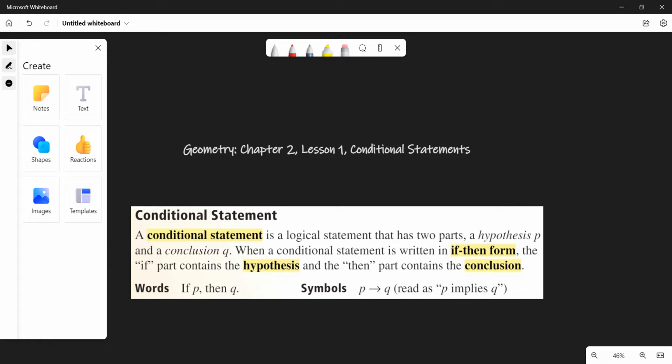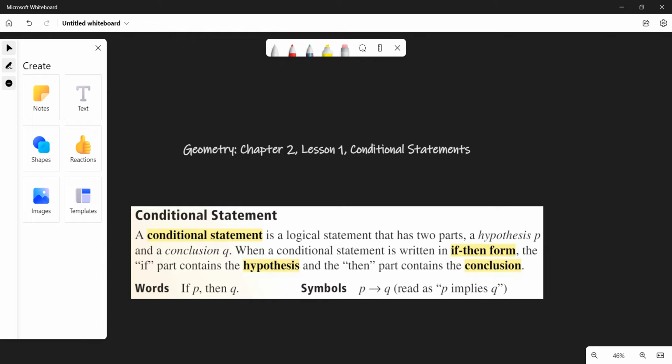This is chapter 2, which is all about reasoning and proofs. And this is just conditional statements. Conditional statements are like the basics of proofs, and proofs are actually a really big part of geometry. If you asked anyone about geometry, they would definitely mention proofs as one of the biggest parts, and in some cases one of the most annoying parts as well. But don't let that scare you.